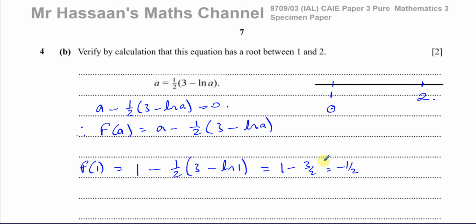Now, if there's a root somewhere between 1 and 2, then the graph must pass through the x-axis between 1 and 2, which means when we put a equals 2 into this, it should give us the opposite sign. There should be a change of sign between these 2 points. If there is a change of sign between these two points and it is a continuous function like it is, that means that a root must exist somewhere between 1 and 2. Somewhere between 1 and 2.